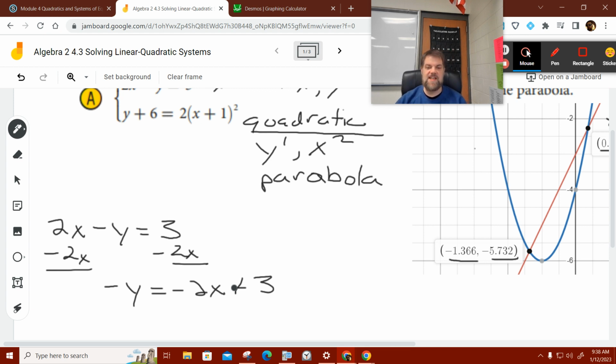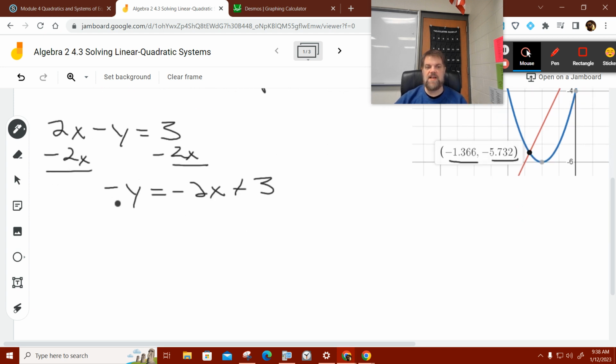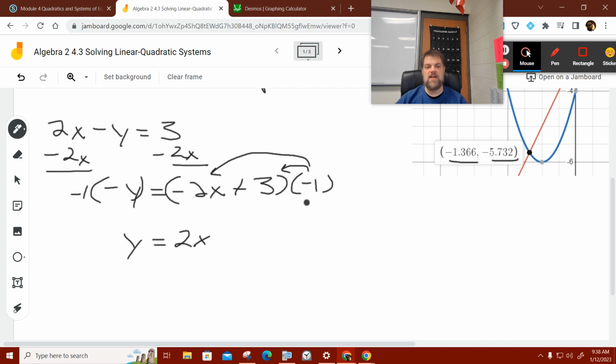So anyways, is that a positive y? No. So in order to make that a positive y, I'm going to multiply this by a negative 1. And so whatever I do on one side of the equation, I'm going to do on the other. Negative 1 times negative y is just y. Remember, we're going to distribute this negative 1 through the parentheses. So negative 1 times negative 2x just becomes a positive 2x. Negative 1 times positive 3 is a negative 3. So that's the first equation.